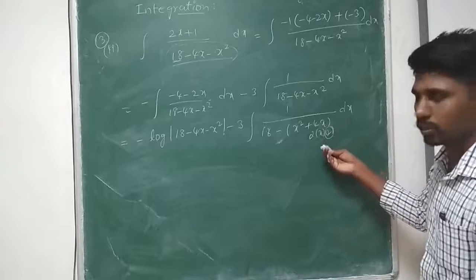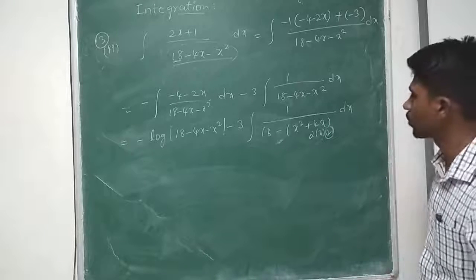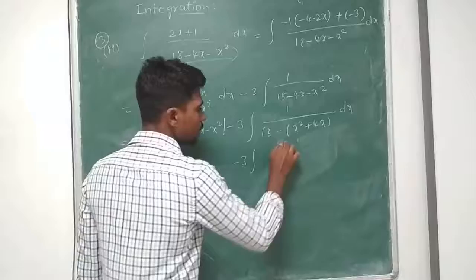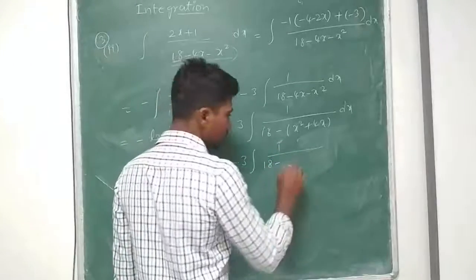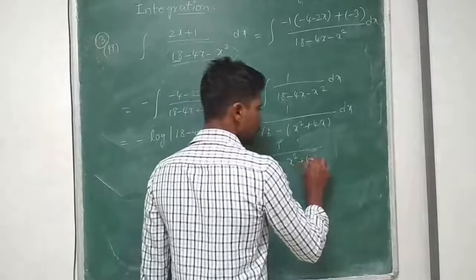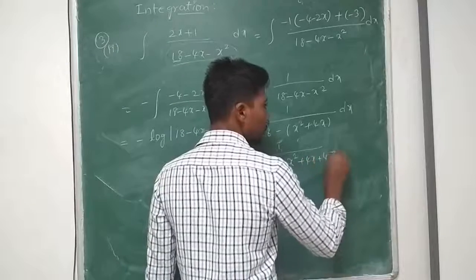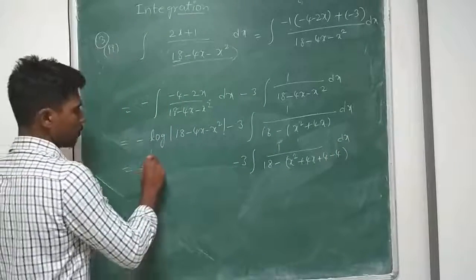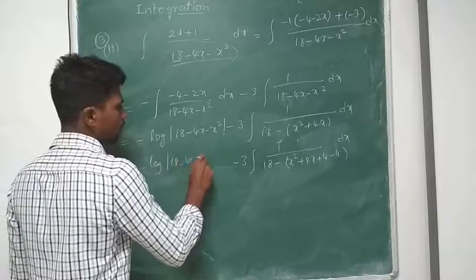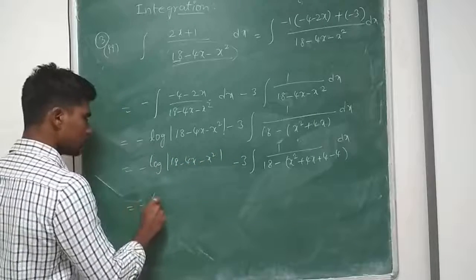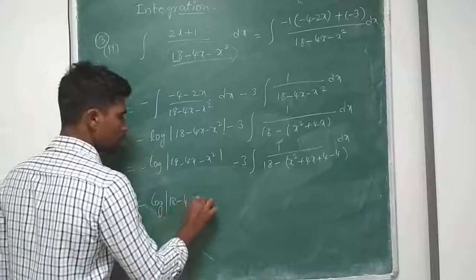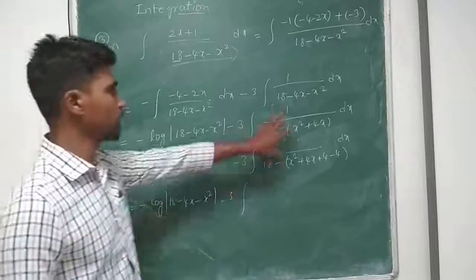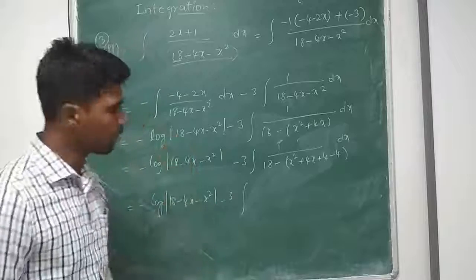For that purpose, what do I do? I add b square and I subtract b square. Minus 3 integral 1 by 18 minus x square plus 4x minus 4, plus 4 minus 4 dx. Minus log 18 minus 4x minus x square, minus 3 integral. This can be done by taking this one as I, and you can simplify. Later we can substitute in the problem.